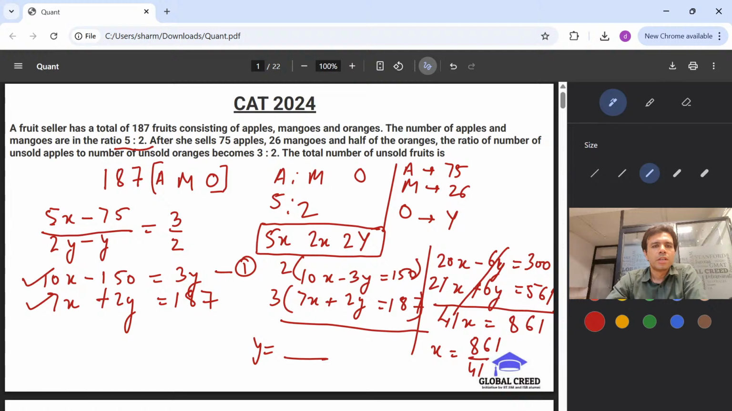So what did they ask you? The total number of unsold fruits. So once you get x and y, you will end up getting the values of apples, mangoes, and oranges. And that gives me the total number of unsold fruits. So if you ask me how tough this question was, I would say this would be a moderate question which appeared last year.